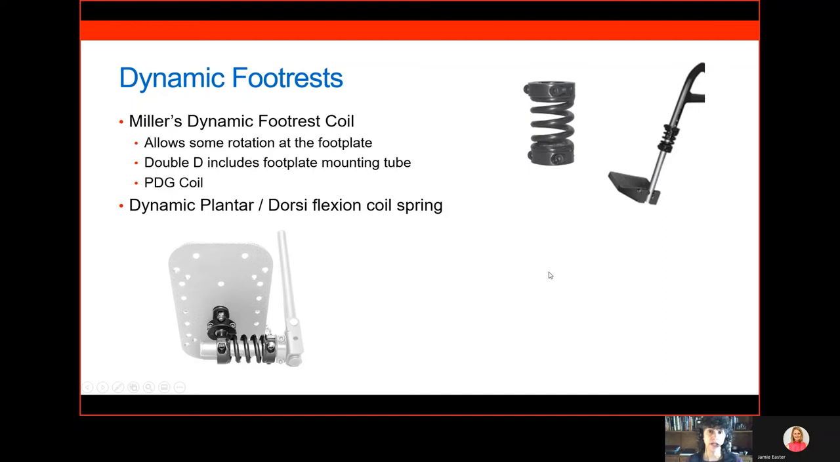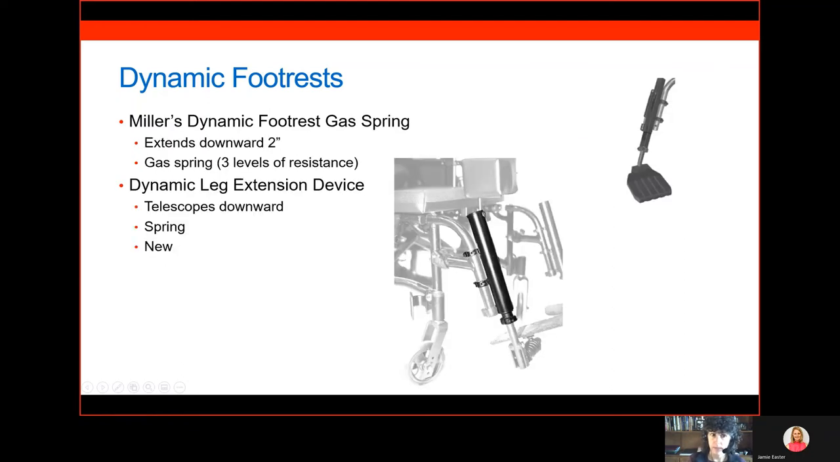So it allows for some rotation at the foot plate. And the main reason for this, again, is if a client is moving through a doorway, for example, and the edge corner here of the foot plate collides with that doorway, instead of everything losing position or breaking, this coil takes and absorbs that force. So this again is not designed so much to absorb client force, but rather external force. They have a specialized coil for PDG chairs, and they have another option here where we can also provide this underneath the foot plate, and this provides for some plantar and dorsiflexion from the client as they push downward on the edge of this foot plate.